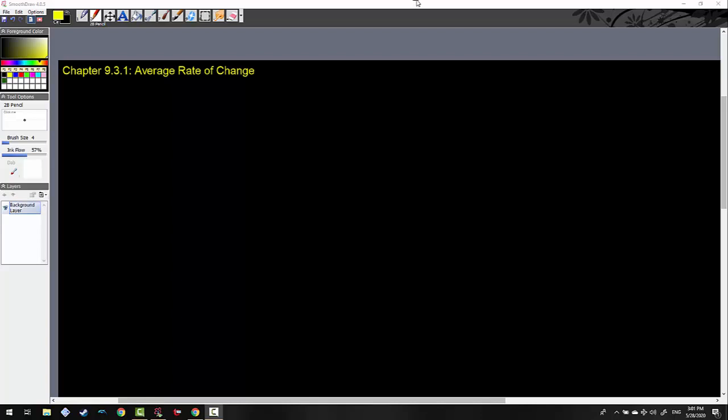In today's episode, we will be discussing Chapter 9.3.1, which is Average Rate of Change. At this level, the average rate of change is actually something you are all very much familiar with. You actually haven't seen it in this context before, but I think once we put it in the right frame, you will recognize the formula pretty quickly.